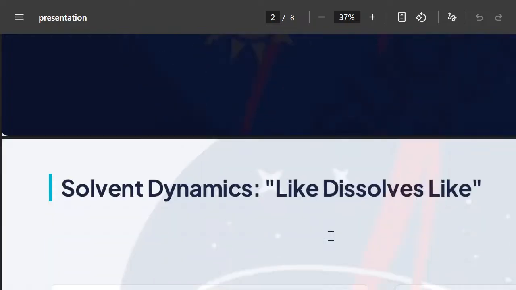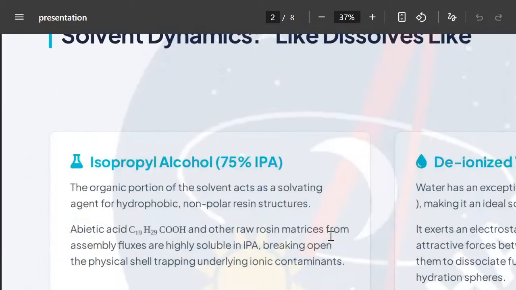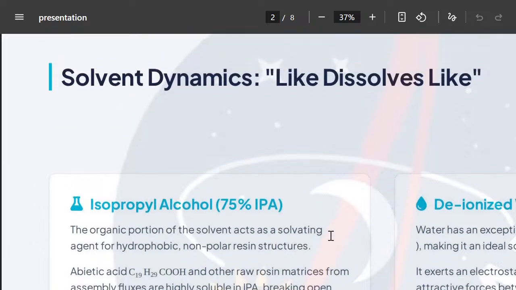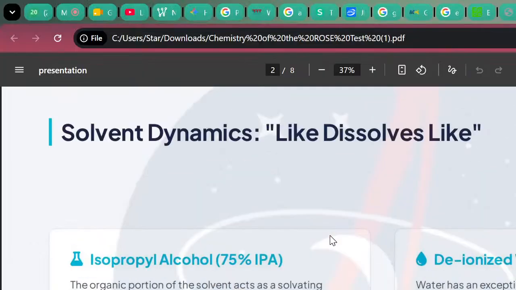Okay. So in the ROSE test, we will be using two things. The first one is isopropyl alcohol. Can someone just confirm, are you able to see my screen?